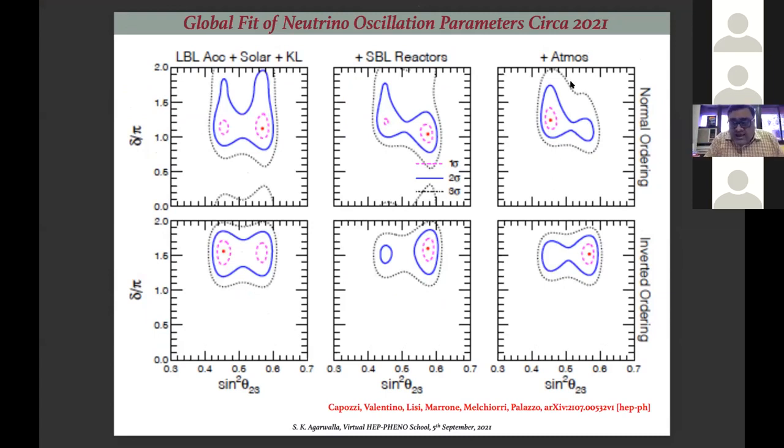So you can see here, it is the full data set, and you can nicely see if you go with normal ordering, then your best fit theta 2, 3 is coming below 45. That means this should be in lower octant. But you see how nicely this picture gets flipped. If you go with inverted ordering, then your best fit is coming in the higher octant. And this juggling between lower to higher octant keeps changing with data and with ordering.